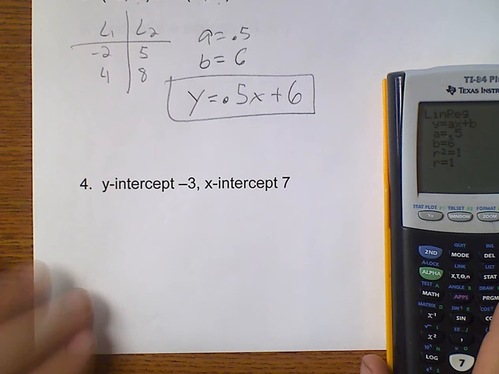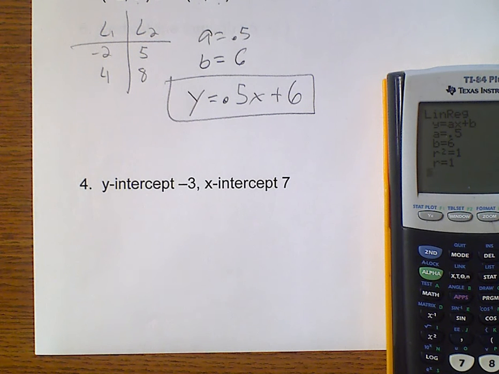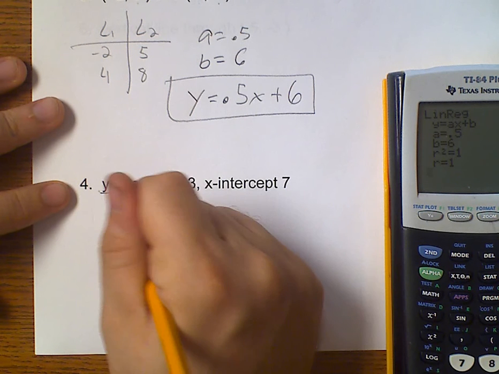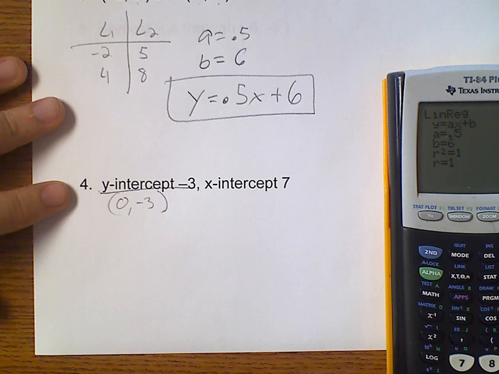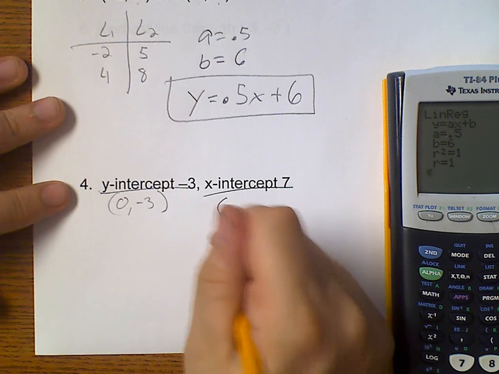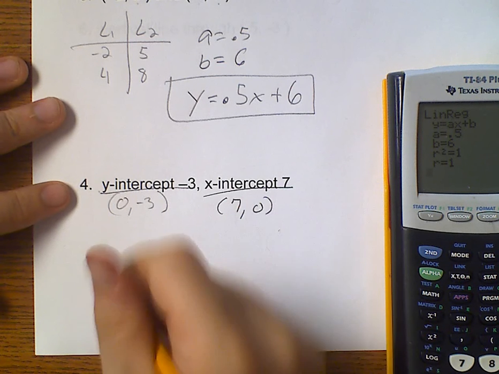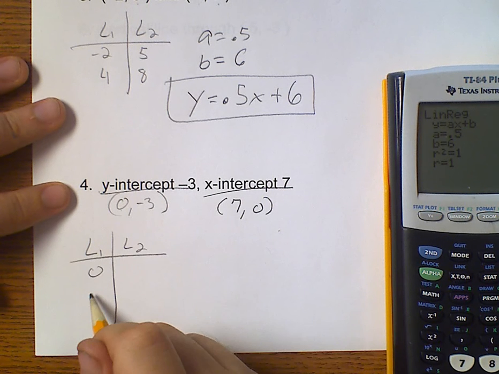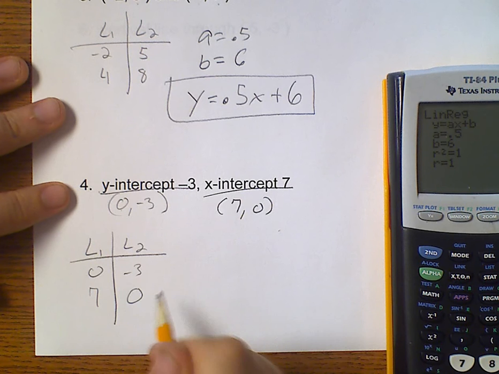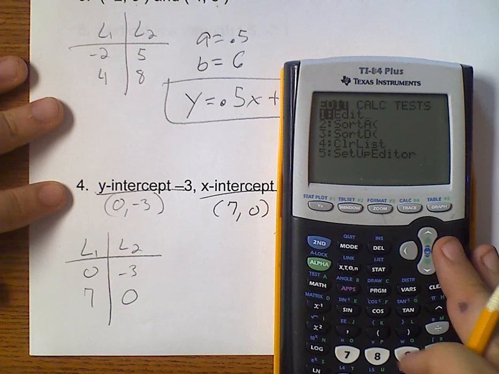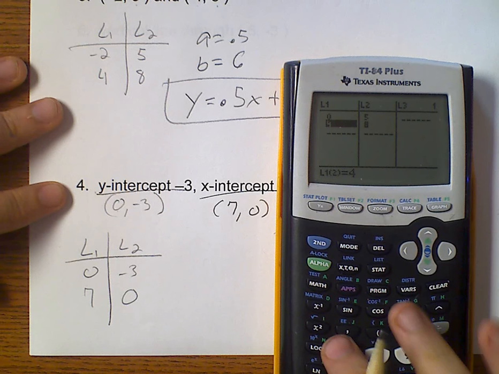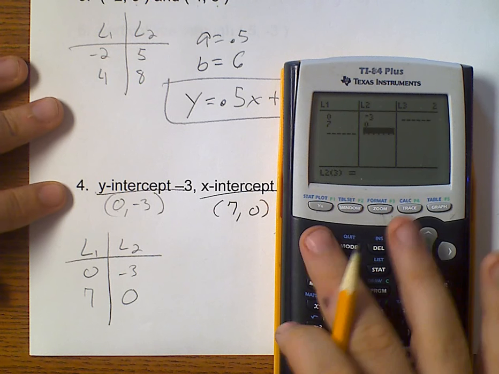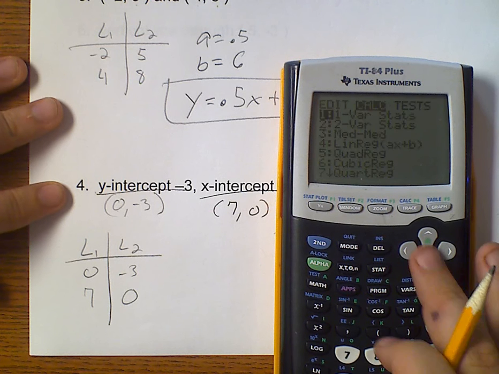Now here, I'm not given 2 points directly. I'm told that my y-intercept is -3, so that would be (0, -3), and my x-intercept is 7, that would be (7, 0). So, L1 and L2: 0, 7, -3, 0. Stat, Edit, 0, 7, -3, 0. Linear regression.